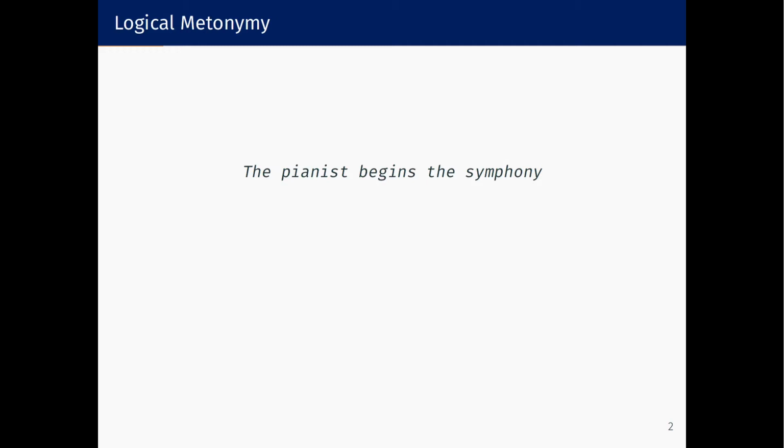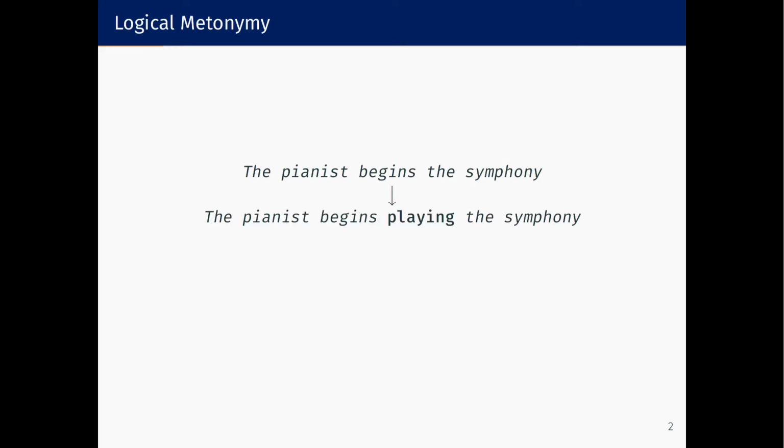Here is an example of a metonymic sentence. The pianist begins the symphony. The peculiarity of this sentence is that the event the sentence refers to is not lexically expressed. In other words, it is not explicit what the pianist started to do. However, the majority of English speakers could say that the correct interpretation of the sentence is actually the pianist begins playing the symphony.